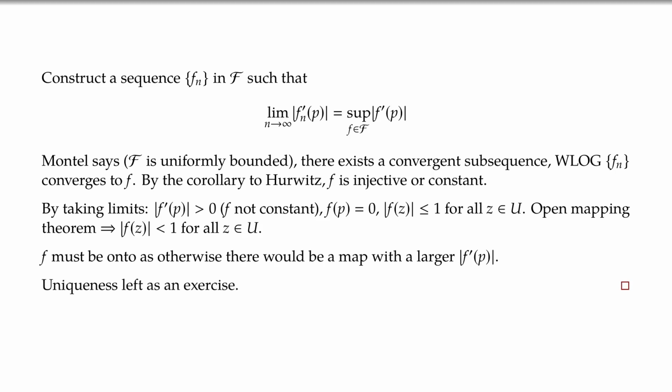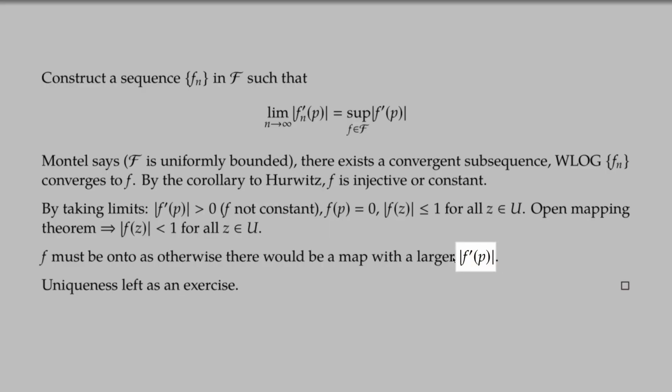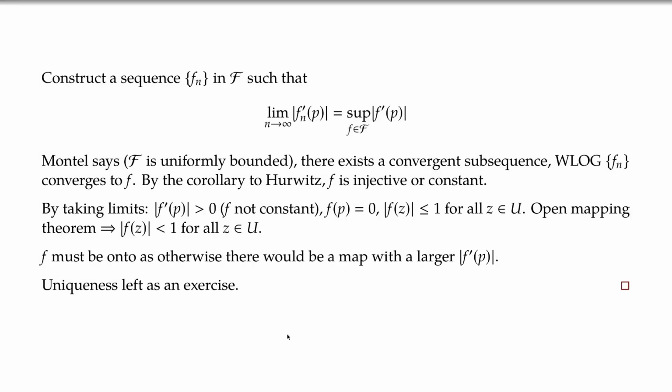So that's the proof, right? Once we have onto, we have the map. Now uniqueness is left as an exercise. I mean, clearly we can always make this real and positive by just multiplying f by e to the i theta for the right theta. But the uniqueness, well, I'll just leave it as an exercise. I won't ruin it by giving away the answer.